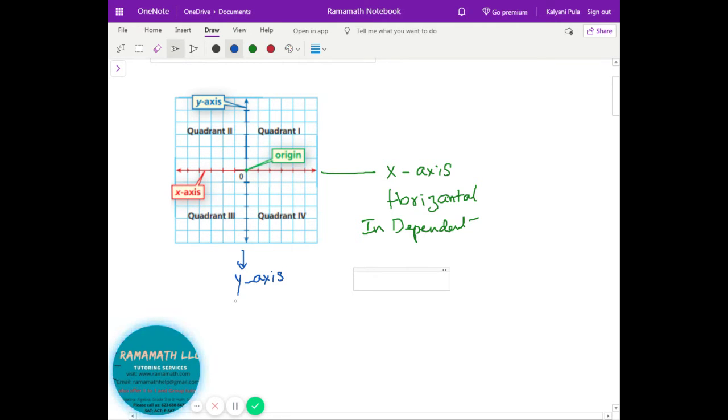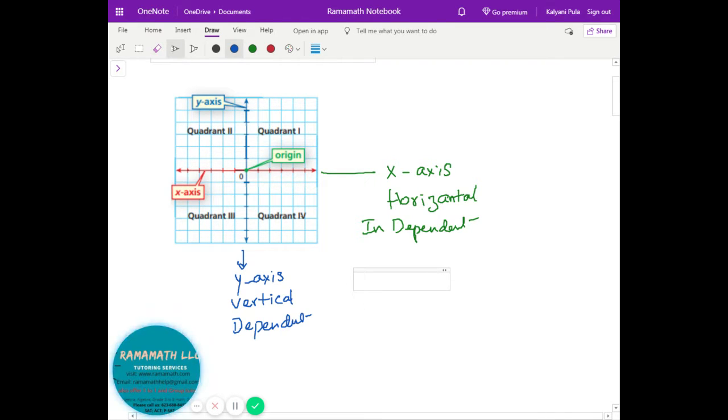It is also the vertical axis. Very good. What else? Dependent. These are really important. When it says independent, that means x-axis. When it says dependent, that means y-axis. It's really important you know those things.